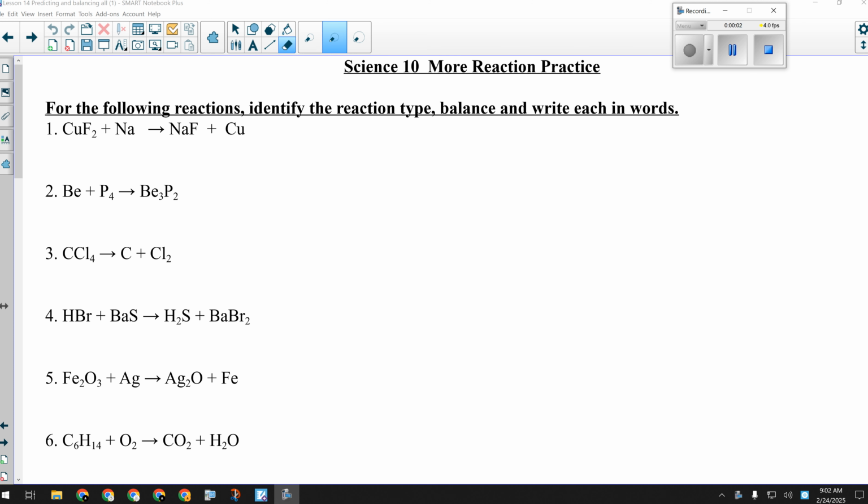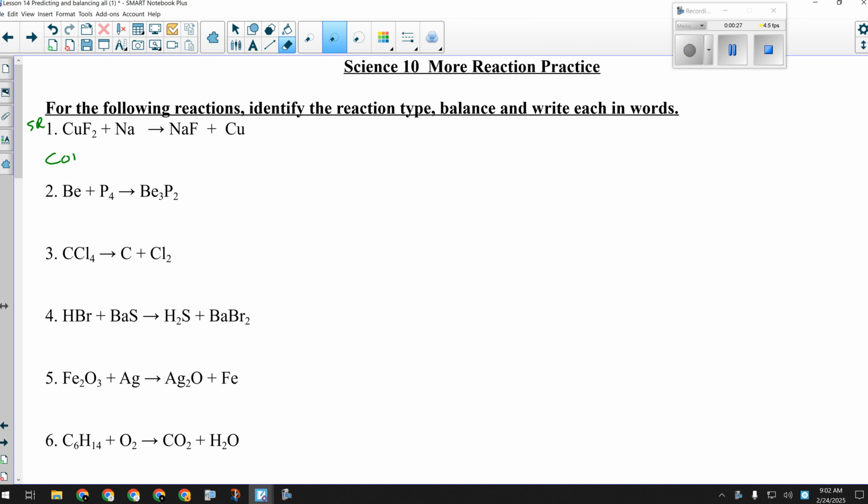Okay, so on our first reaction here, what kind of reaction are we looking at there? That's a single replacement reaction. We have an ionic compound reacting with an element. In this case, the element is sodium, which is a metal, and it's producing a different ionic compound involving sodium, and copper is ending up by itself. All right, so this is a single replacement reaction.